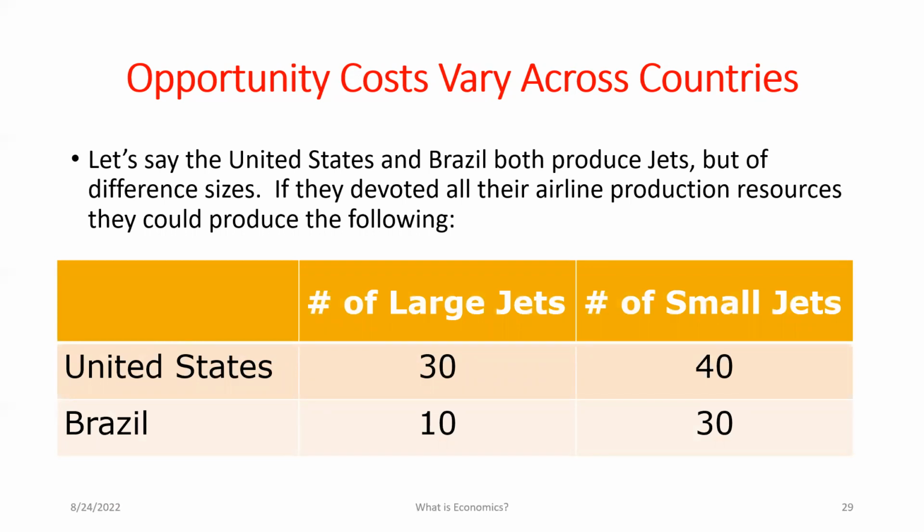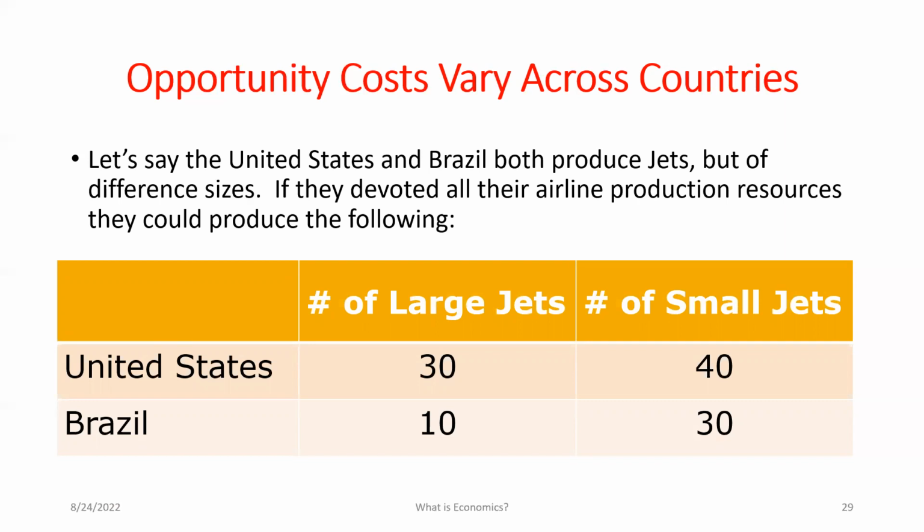produce 30 large jets. If they instead took all those resources and produced smaller jets, they could get 40 smaller jets. That kind of makes sense, right? Given all my resources, all my metal, all my workers, I can produce more small jets using all my resources than I could large jets. And then Brazil, if they use all their resources, can only produce 10 large jets. But if they use all their resources, they could produce 30 small jets.